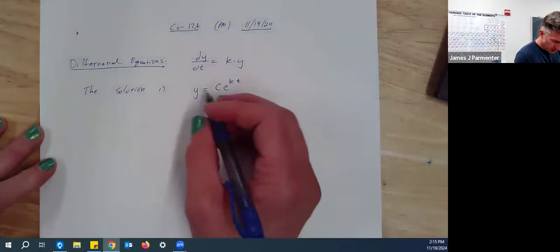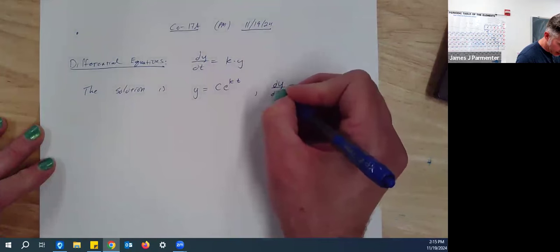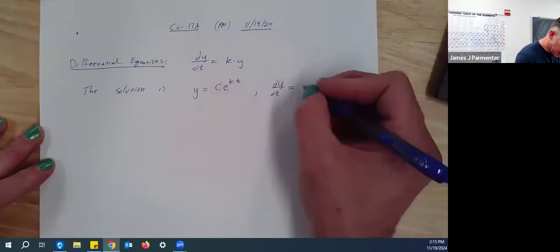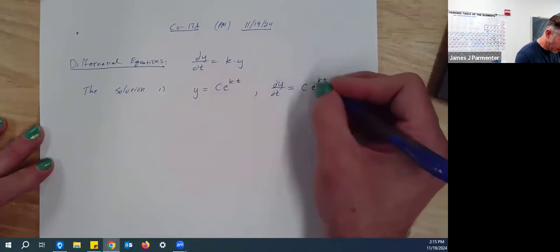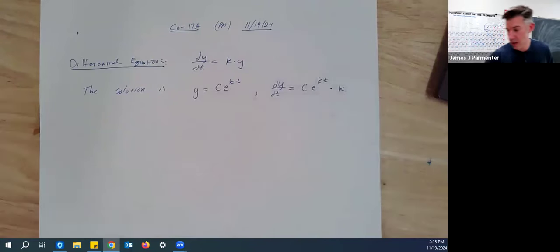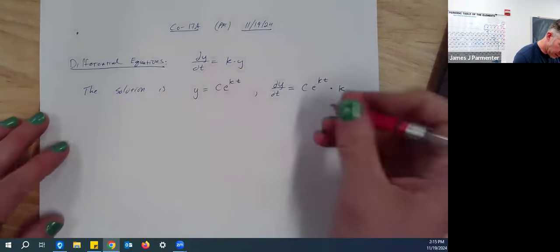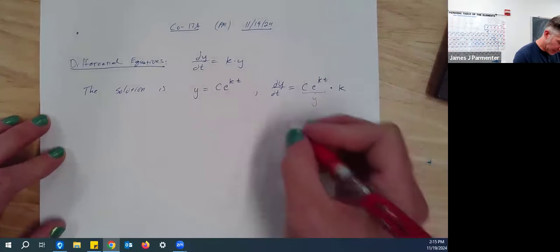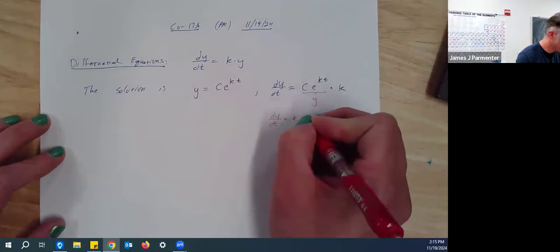So here, just to see, if you take the derivative, dy/dt is equal to, if we take the derivative of c times e to the stuff, it's going to be c times e to the stuff times the derivative of the stuff, and the derivative of k times t is just k. But look, that is literally just your function y multiplied by k. In other words, we exactly have that dy/dt is equal to k times y.